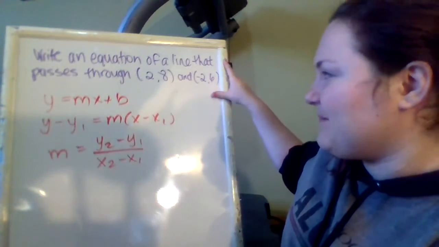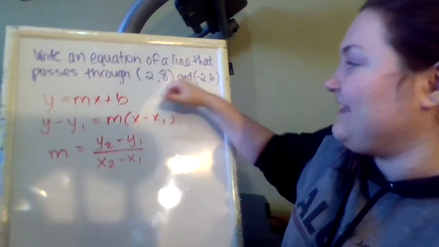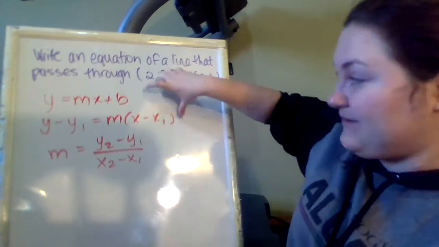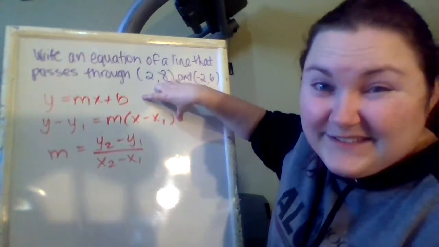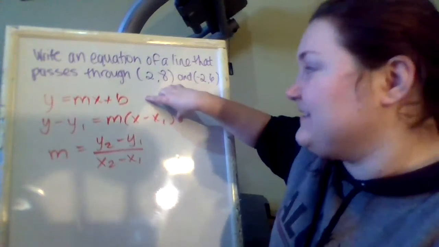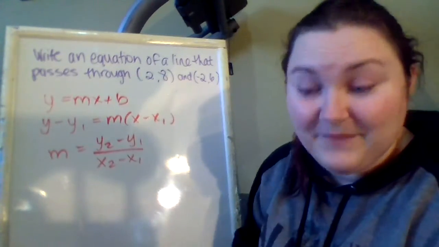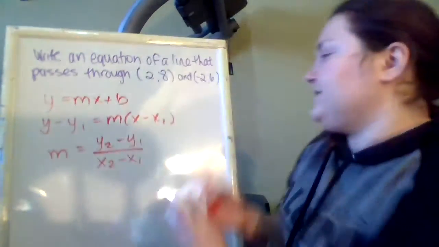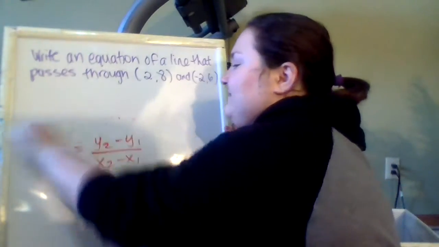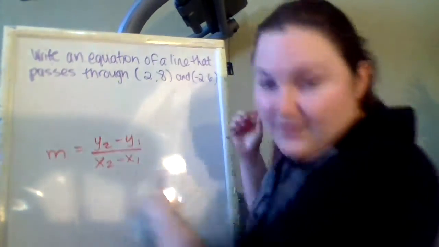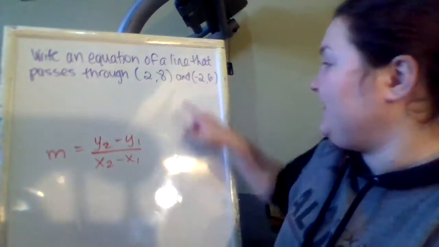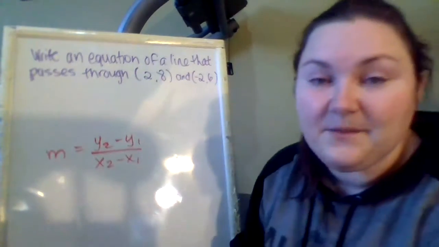Looking at this problem, if we want to write an equation, and they're giving us 2 points, in order to write an equation, both of these require us to know the slope. And so since we don't know the slope yet, that would be our very first step. So using this formula here, we could use our 2 points we were given to help us find slope.